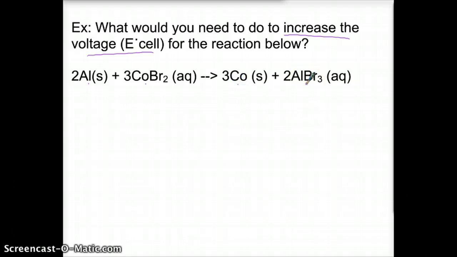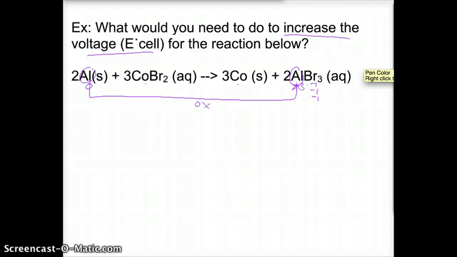So what I want to think about first is what's getting oxidized, what's getting reduced. Well, aluminum, oxidation number 0. Here, since I have 3 bromines, each one's -1. Aluminum is +3. So aluminum, if we track it, is getting oxidized. And my good friend cobalt here is going from +2 to 0. So cobalt is getting reduced.